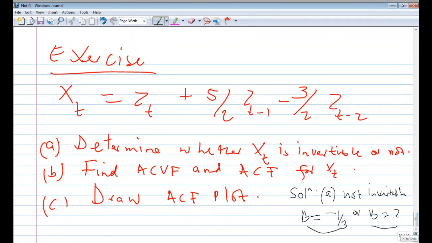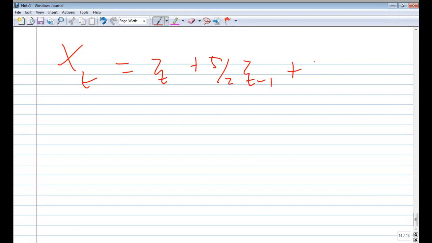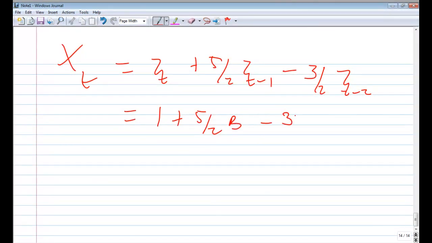Okay, let me just go there now. Let me just use this one. Xt is equal to zt plus 5/2 zt minus 1, sorry, minus 3/2 zt minus 2. Okay, so now I just want to write this one in backshift operator, isn't it? So I'm going to get 1 plus 5/2 b minus 3/2 b squared, then zt. So this is the backshift operator of that process.